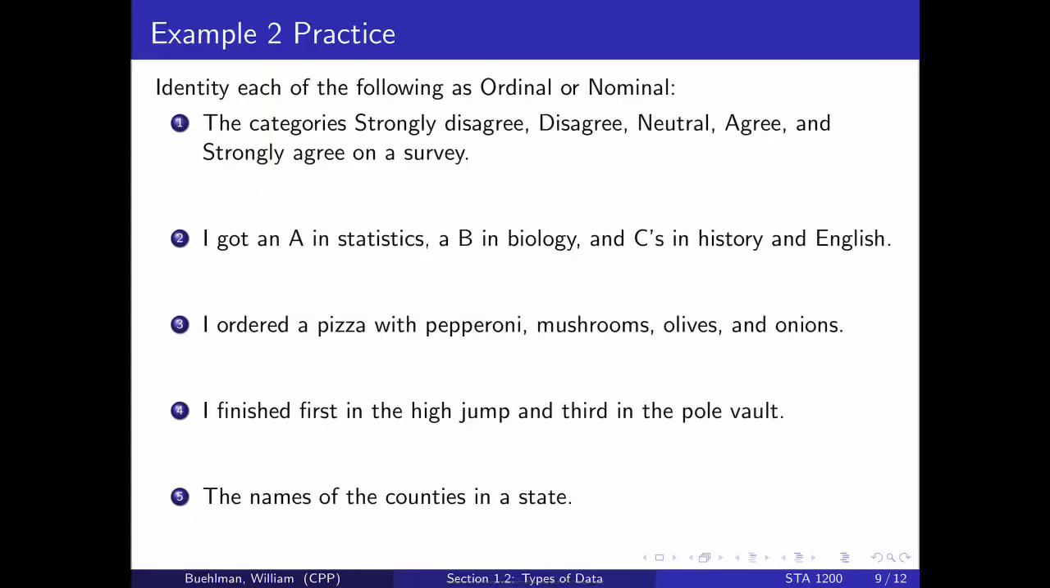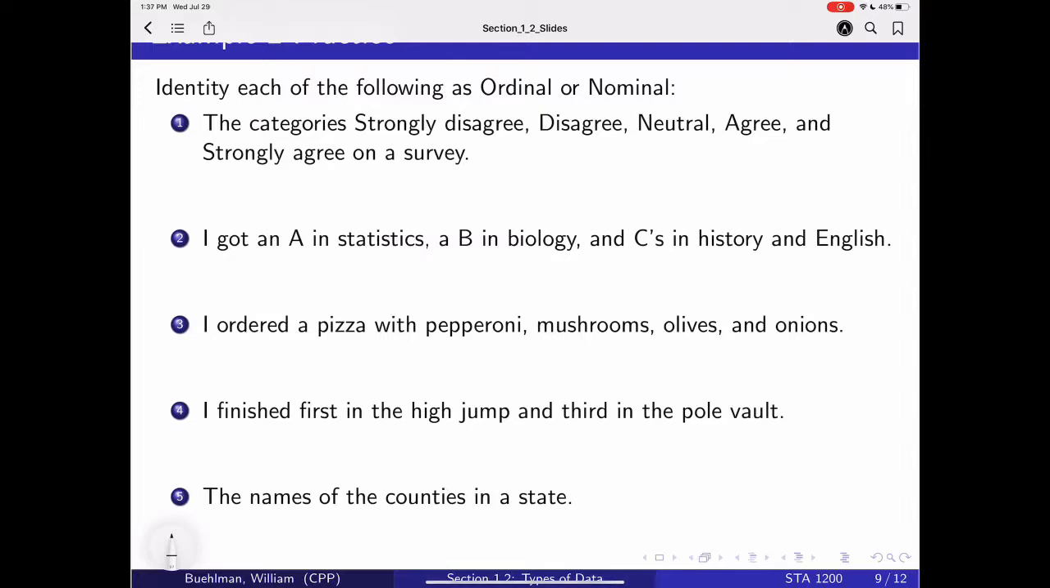All right, so here's another example for you to practice. You're going to identify each one of these as ordinal or nominal. So again, you're going to pause the video here, answer the questions. The answers are going to be starting in 3, 2, 1.